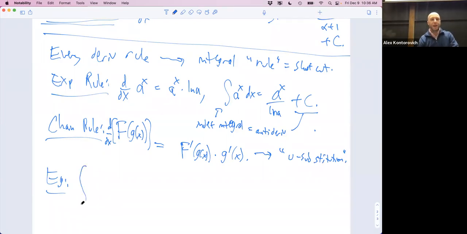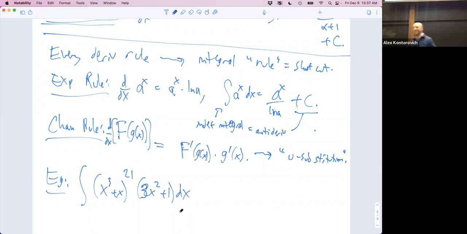Okay, I want to know the antiderivative, the indefinite integral, of x cubed plus x to the 21st power times 3x squared plus 1 dx. It's just a polynomial. All we have to do is multiply this whole thing out. Exactly. We do, yeah, Jenny? Yes, we do not want to multiply this whole thing out. This will be an awful, god-awful mess if we try to multiply out the 21st power of x cubed plus x times this other thing.